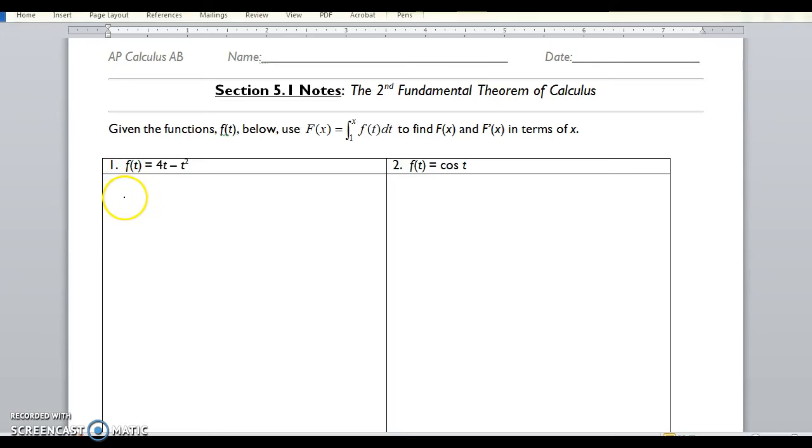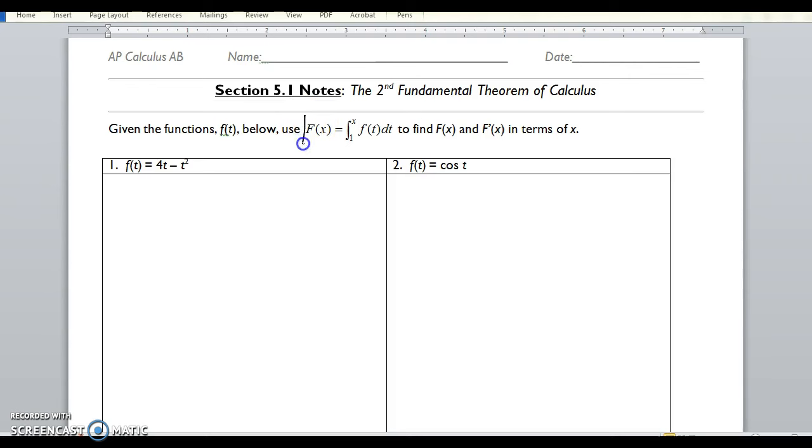Okay, so today we're going to talk about the second fundamental theorem of calculus. If you want to go back and see the first fundamental theorem of calculus, that was section 4.3, but that was basically just saying if you want to find a definite integral, you take the antiderivative and plug in the top bound minus the bottom bound. So we're going to do something a little different today.